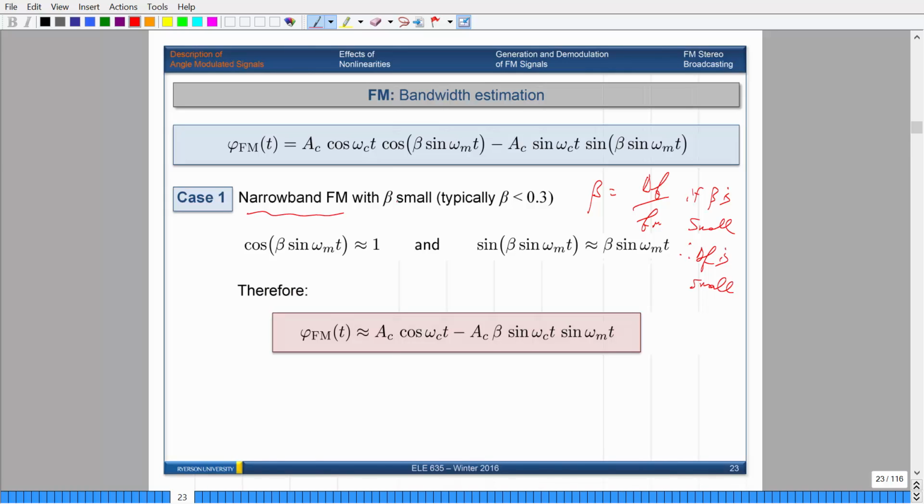Okay, so typically we consider a narrowband FM to be when the modulation index is less than 0.3. If you take the cosine of a very small number, it's approximately equal to 1, which makes sense, because your cosine wave is going to look like this. So if your value is very small, then it's approximately equal to 1.